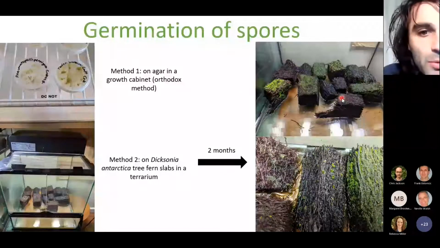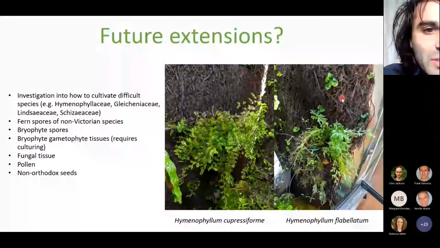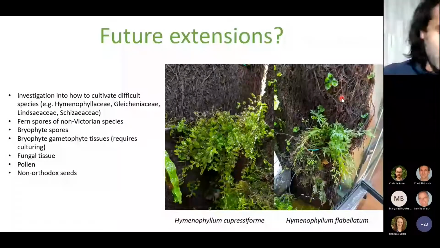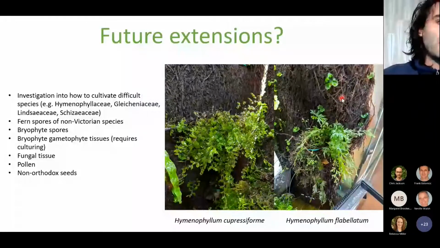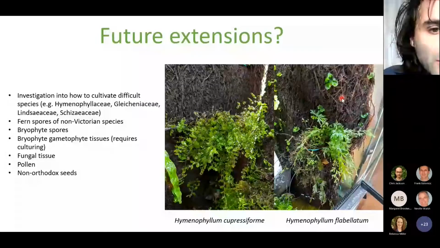So this is all in its infancy so far. We've only got a few different collections for spores so far, and we're going to keep going until I've got those initial collections all accounted for. But there are several extensions that we could think about in the future. One of those is looking at how to cultivate species that have traditionally been quite difficult to grow.